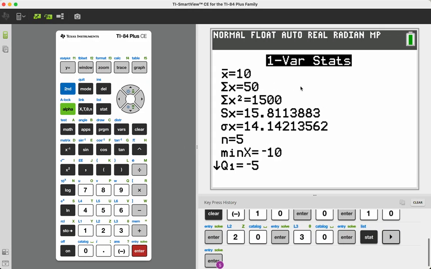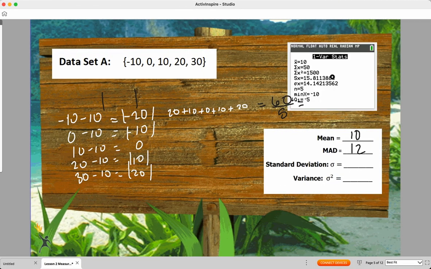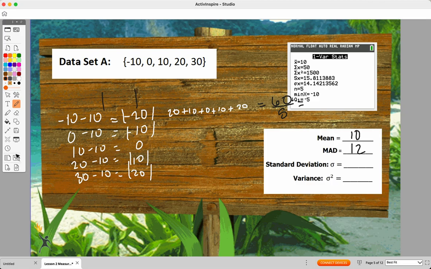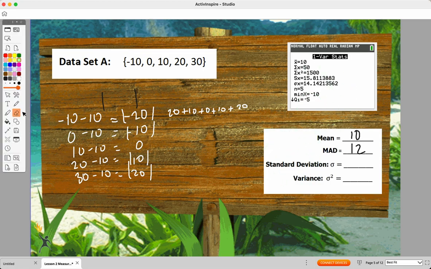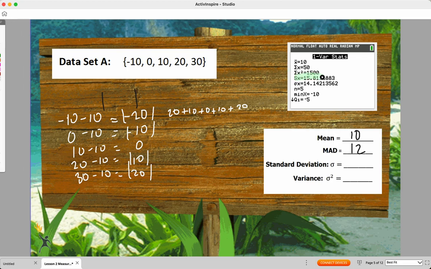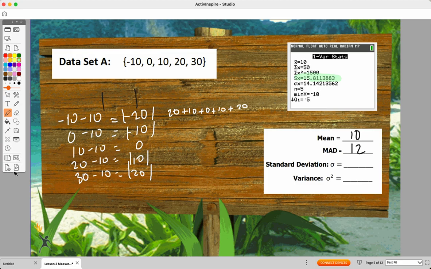Now, I'm going to go back to that one variable stat page. I'm going to bring it up here. I went ahead and took a screenshot of it with my calculator earlier today. There's all my data that I got. Our standard deviation is going to be right here. Let me highlight it for us. This is our standard deviation. I said we'd talk about it. No, that's not it. I apologize. I grabbed the wrong one. Let me go back a little bit. Let me get my eraser out.